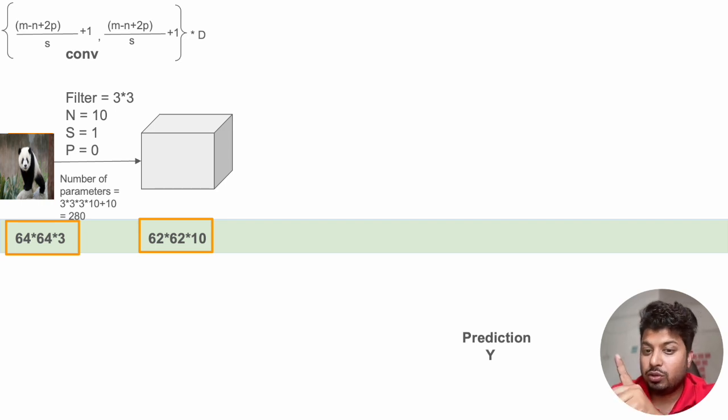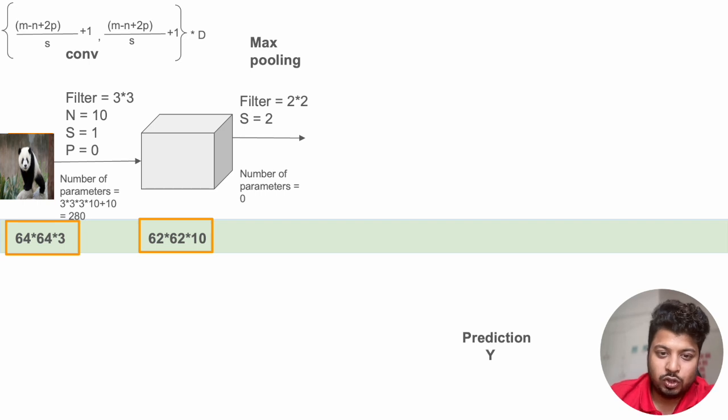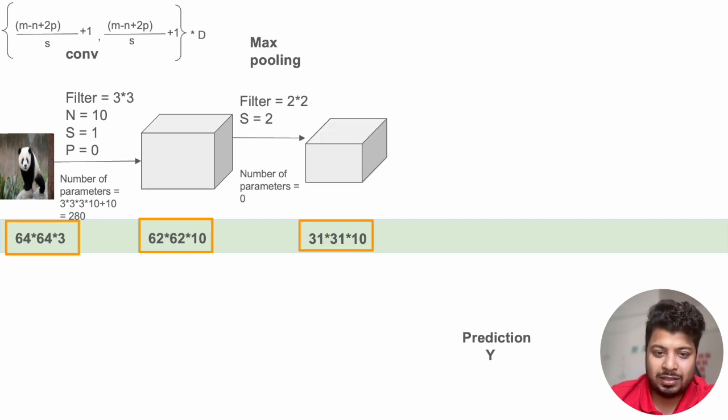Once we apply a convolutional operation, again we will do a max pool on top of it. So the moment we apply a max pool, we will get the output as 31 cross 31 cross 10. 10 as usual, number of filters will remain the same. And once we apply a max pool operation, if you remember the formula m minus n by s plus 1, we will apply the same formula and we will get this output as 31 cross 31 cross 10.